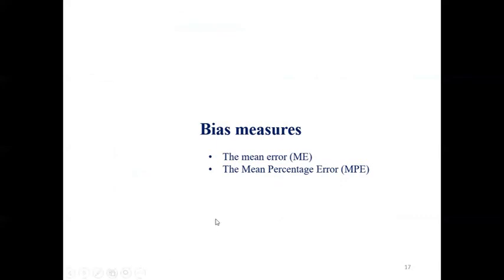Let's talk now about the bias measures. We talked about the bias and accuracy. Let's say how we can measure them and compare between these measures for different methods. For the bias measures, there are 2 most used measures. The first one is the mean error, and the second one is the mean percentage error. We will see what's the difference between the 2 and how to calculate each one.